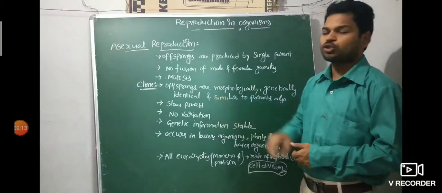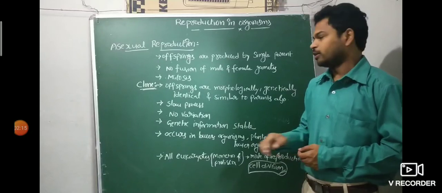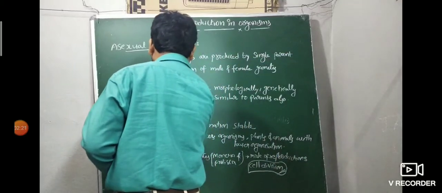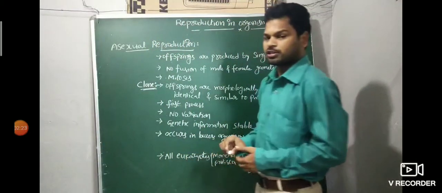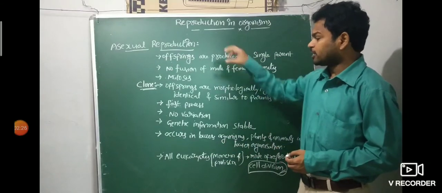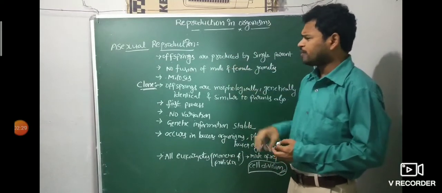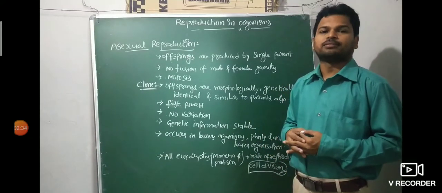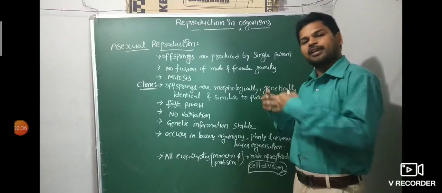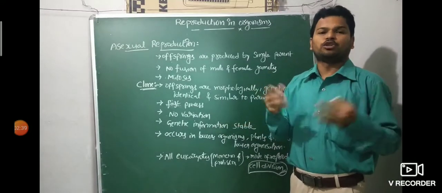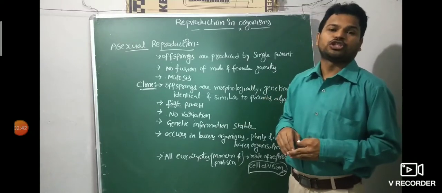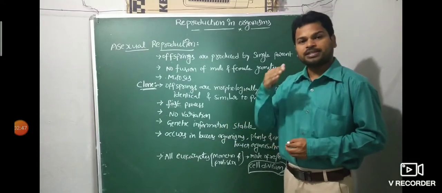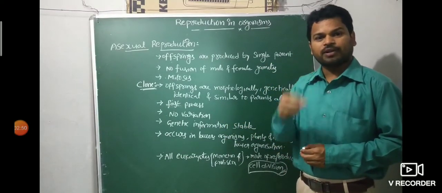Next, generally asexual reproduction is a slow process. Sorry, it is not a slow process. Asexual reproduction is a fast process. Sexual reproduction is a slow process. In asexual reproduction, there is no fusion of male and female gametes, so no chance of variation, no new characters formation. The parental characters stay the same, no variation, then no evolution; asexual reproduction plays no role in evolution. Then genetic information is stable, meaning generation to generation the same genetic information is stable.